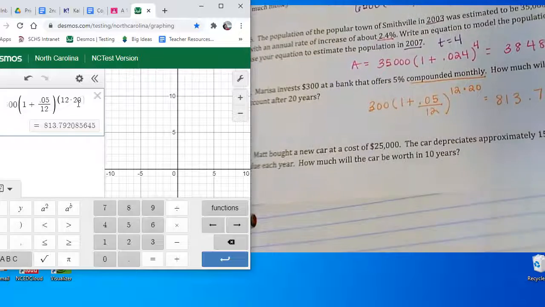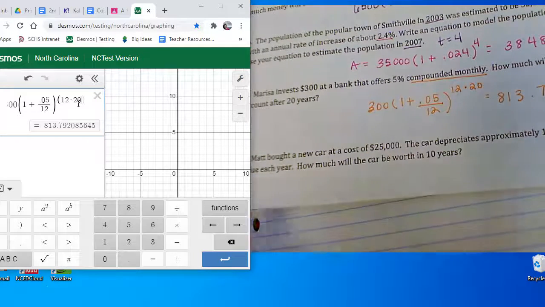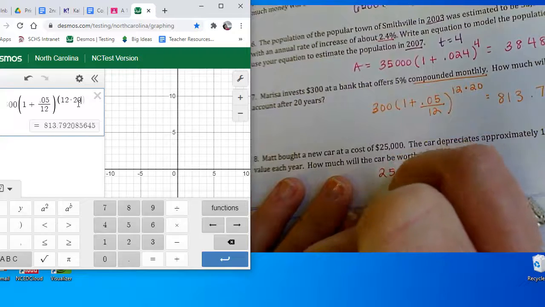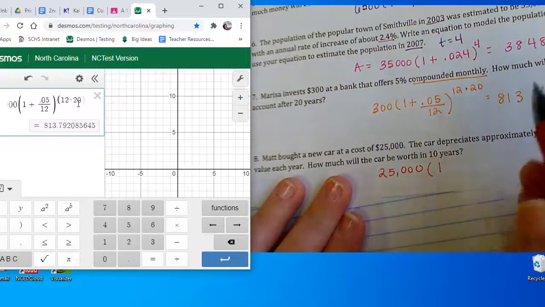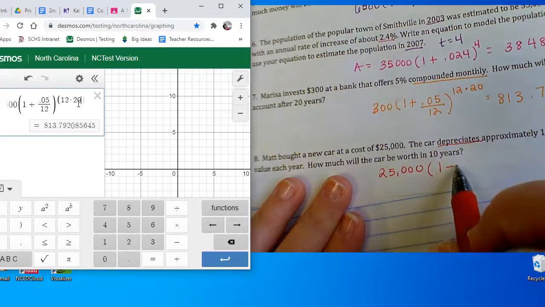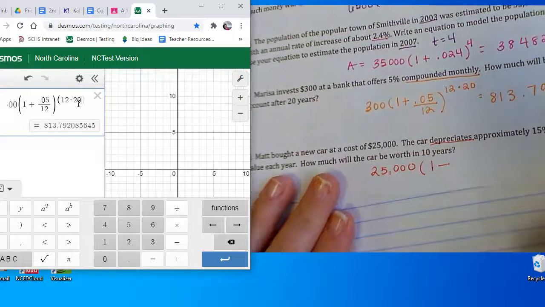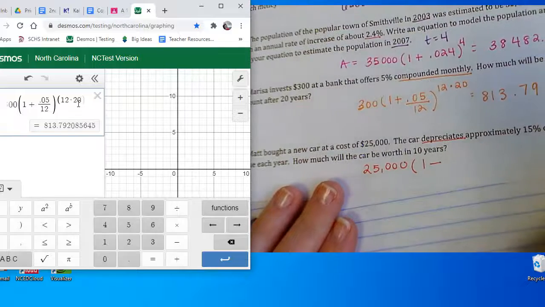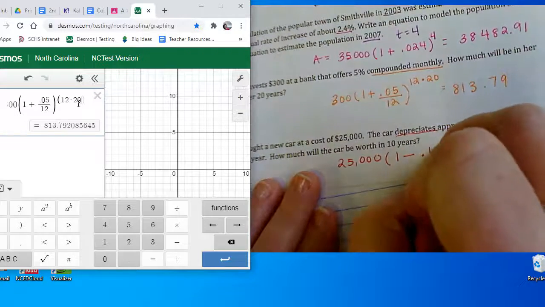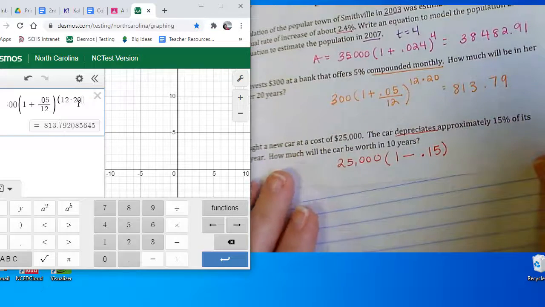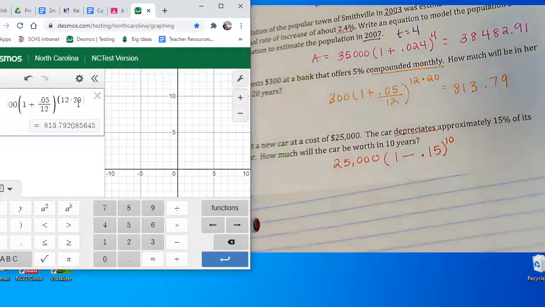All right, and then let's talk about the car. So this one, we buy a car at $25,000. No compounded, so no n in there. Depreciates means we have to subtract it. If you get something bigger, you know that you have forgotten that subtracted. So just think about your answer when you get it. Your rate is 15%, so I know that's 0.15. No n because we're not compounding it. And we want to see how much it's going to be worth in 10 years, so we just raise it to the 10.